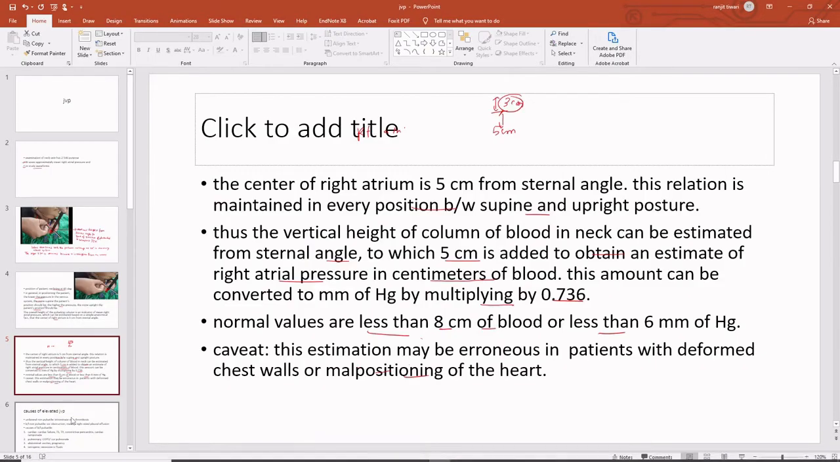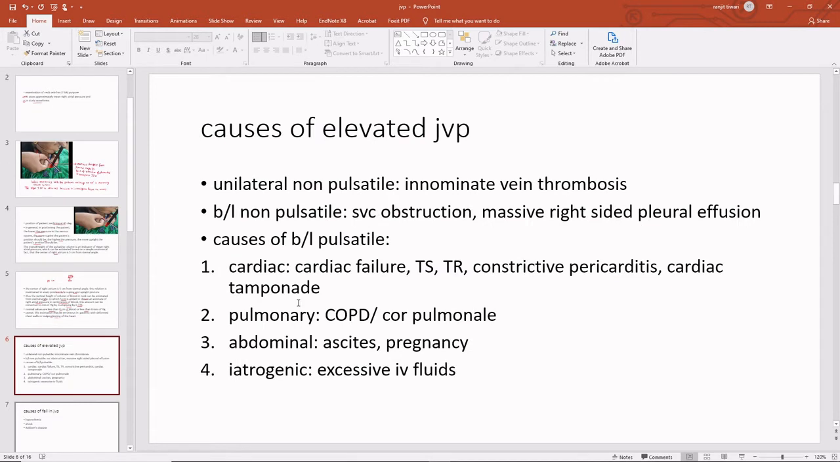Continue our discussion of jugular venous pressure. Okay, so now what are the causes of elevated JVP? The cause of unilateral non-pulsatile JVP is innominate vein thrombosis. The causes of bilateral non-pulsatile JVP are SVC obstruction and massive right-sided pleural effusion. And these are the causes of bilateral pulsatile JVP. The cause may be cardiac, pulmonary, abdominal, or iatrogenic.